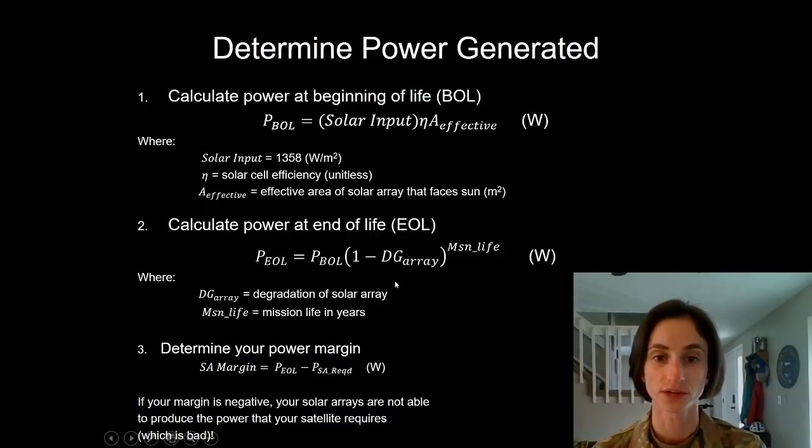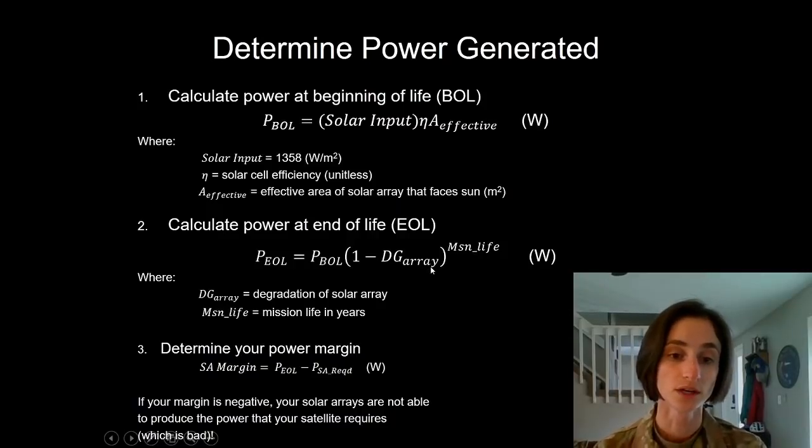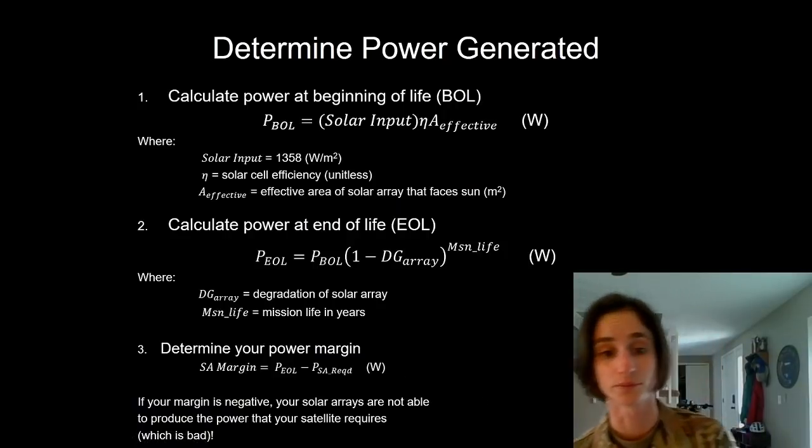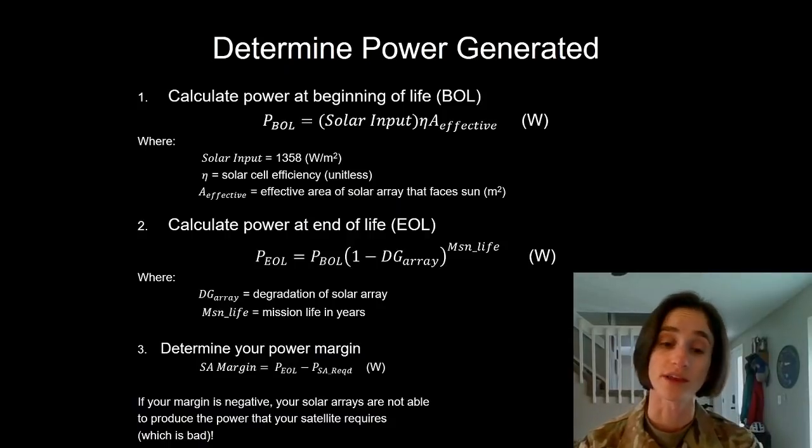So this right here, for my econ majors, or anybody who's recently taken econ, should look familiar. It's just a natural decaying function. You're going to have some degradation in a percent. So if it were 15%, you put 0.15 here. And then a mission life. Keep in mind, mission life is going to be in years, because it's degradation per year. Cool. Final note, after you calculate your margin, if your margin is negative, your solar panels are not actually able to produce the power that your satellite requires, and that would be bad.